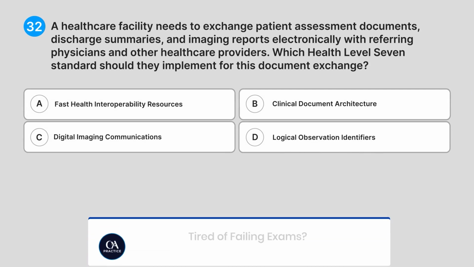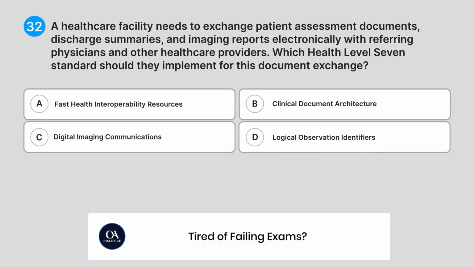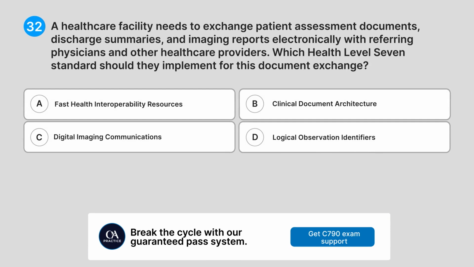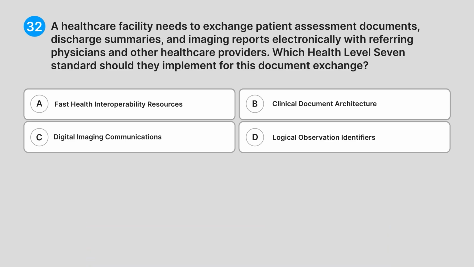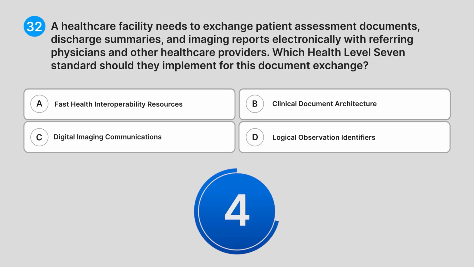32. A healthcare facility needs to exchange patient assessment documents, discharge summaries, and imaging reports electronically with referring physicians and other healthcare providers. Which Health Level 7 standard should they implement for this document exchange? A. Fast Health Interoperability Resources. B. Clinical Document Architecture. C. Digital Imaging Communications. D. Logical Observation Identifiers. Do you know the answer?